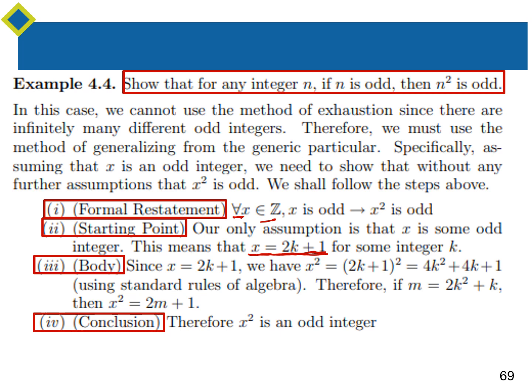Since x = 2k + 1, x squared, because we have the square here, becomes (2k + 1) squared. We simplify this and it becomes 4k squared + 4k + 1. Therefore, we get 2(2k squared + k) + 1. Then x squared equals 2m + 1. Therefore, x squared is an odd integer. Okay, so odd. So we have proved this predicate.